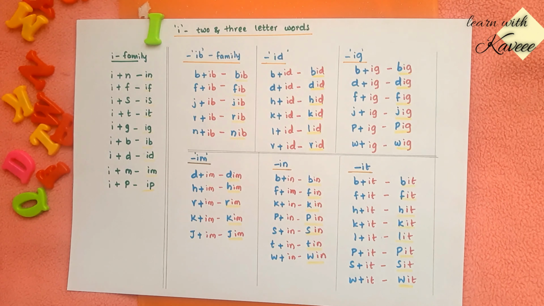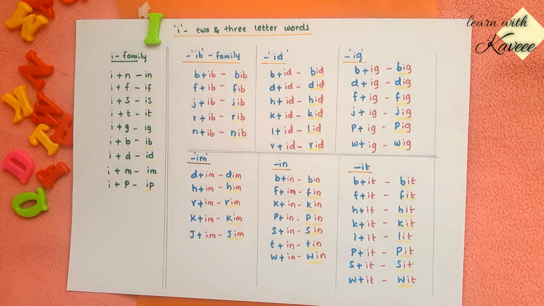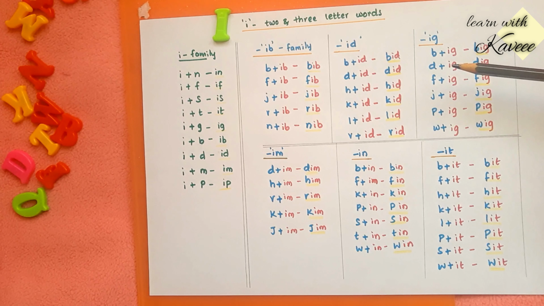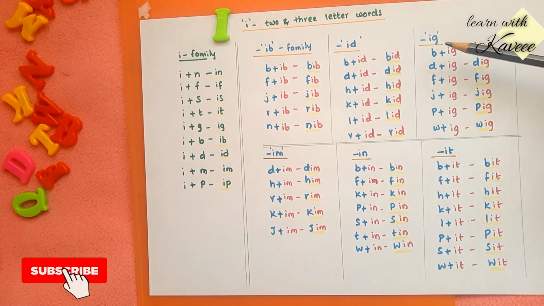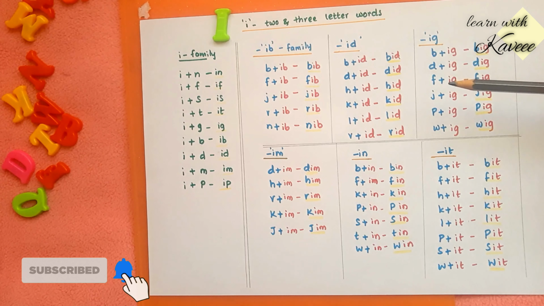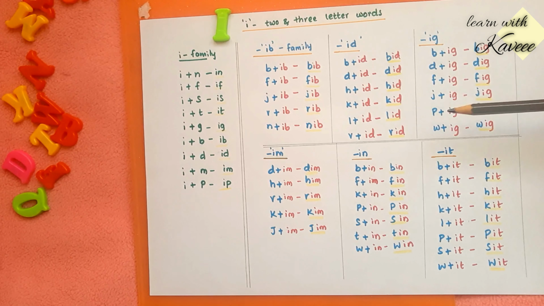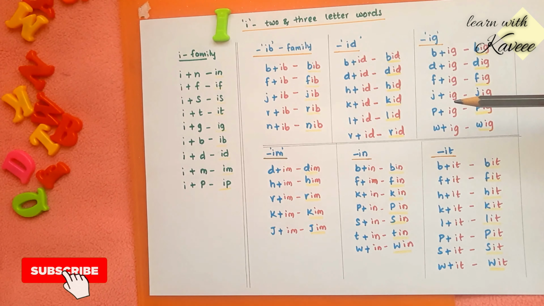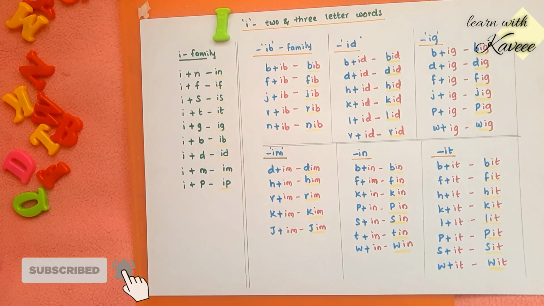Today's video is practicing 2 and 3 letter CVC words of the I family. This is my third video on 2 and 3 letter CVC words, and please watch my previous videos on letter A and E, which I have given in the description box. The I phonic sound is ih.